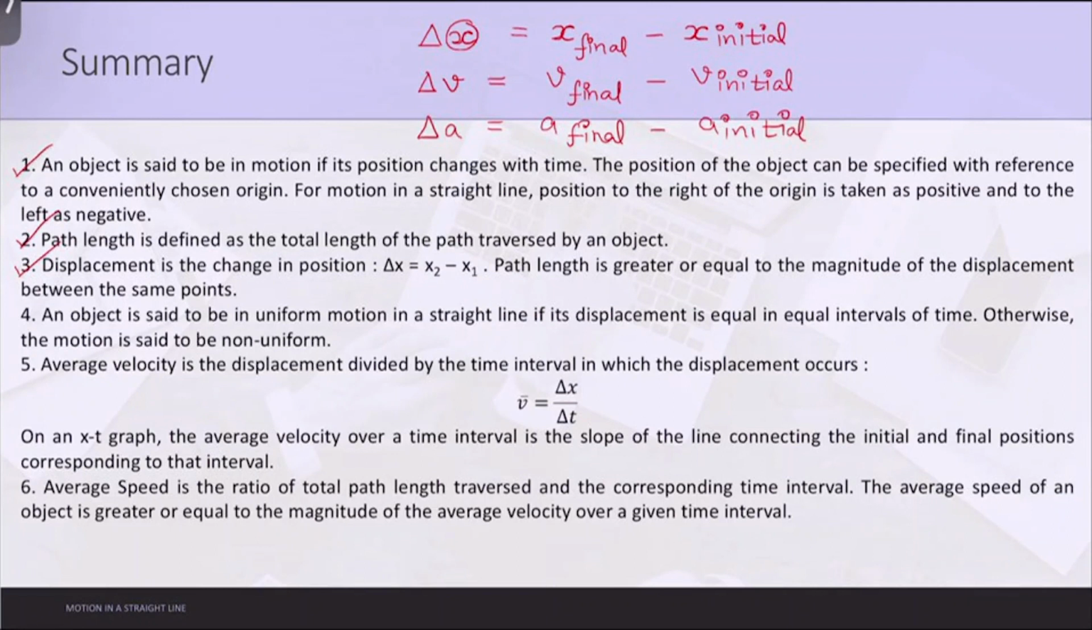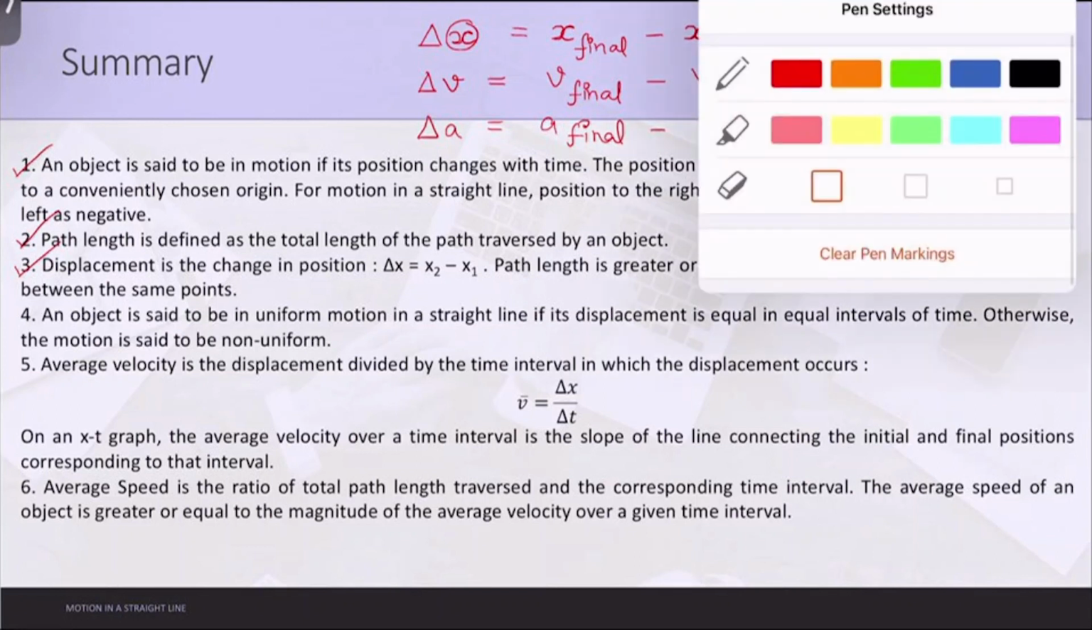The displacement is the change in position, that is delta x, which is equal to x2 minus x1. Path length, that thing is done now. What is path length? The path length is greater than or equal to the magnitude of displacement between the same points. Okay, so how can we explain this?